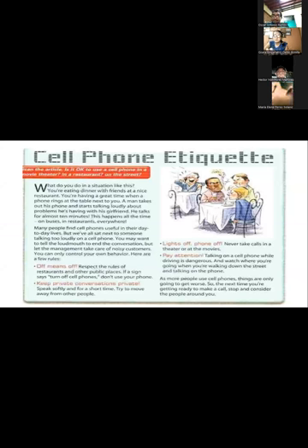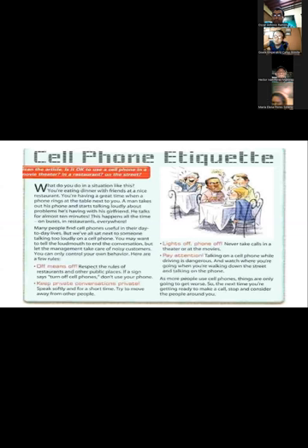It says, what do you do in a situation like this? You're eating dinner with your friends at a nice restaurant. You're having a great time when a phone rings at a table next to you. A man takes out his phone and starts talking loudly about problems he's having with his girlfriend. He talks for almost 10 minutes. This happens all the time, on buses, in restaurants, everywhere. Many people find cell phones useful in their day-to-day lives. But we have all sat next to someone talking too loudly on a cell phone. You may want to tell the loudmouth to end the conversation, but let the management take care of noisy customers. You can only control your own behavior.